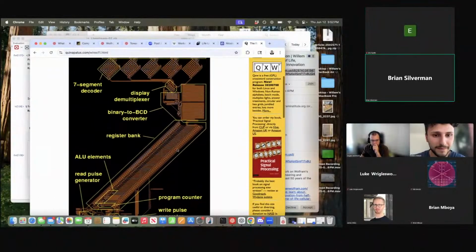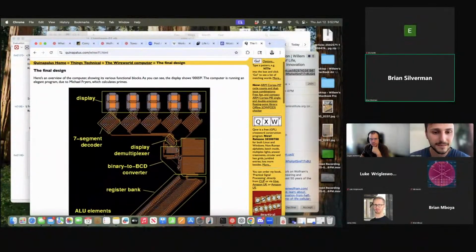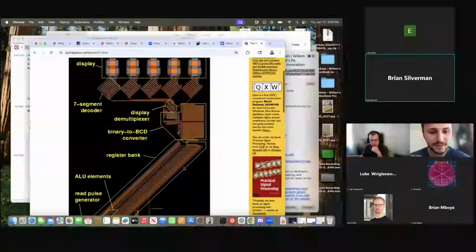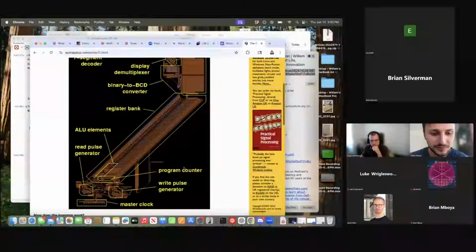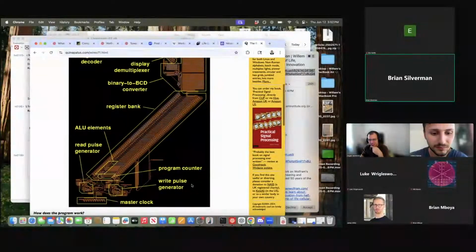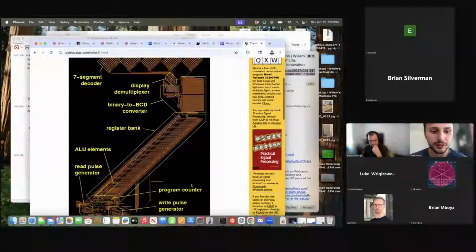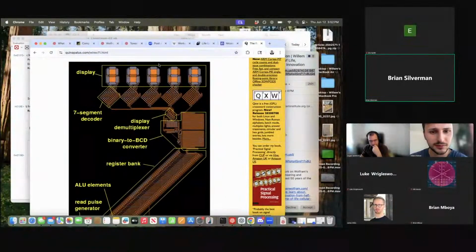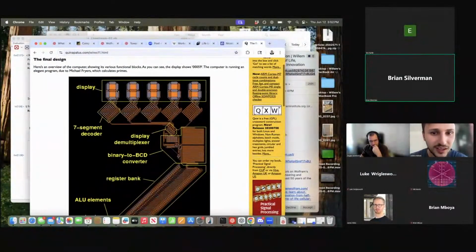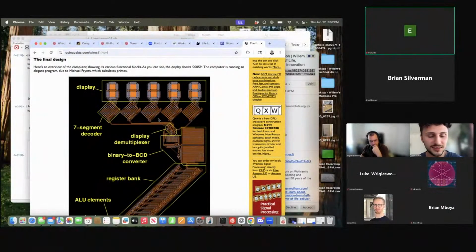And I didn't do this. And when I saw it, I thought it was jaw-dropping, because this is a stored program computer figuring out primes and displaying them. So where is it displaying them, up here? Yeah, literally he managed to make digit displays out of Wire World cells.